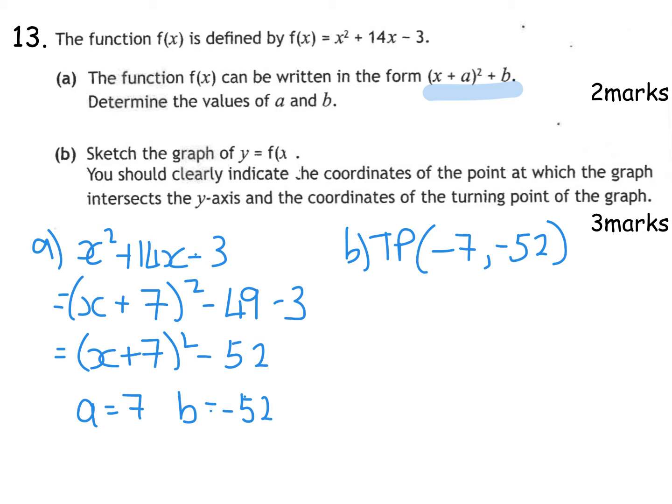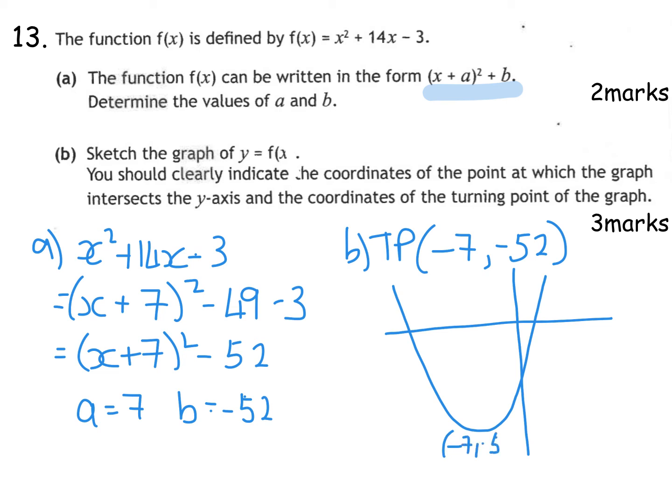So I'm just going to do a wee sketch just now to show you what I've got so far. So I've got a smiley face at minus 7, minus 52, which will be somewhere over here. So there's my turning point, minus 7, minus 52. Okay, and then the other thing it says is where the graph intersects the y-axis. Y-axis is when x is 0. Anything on the y-axis has an x coordinate of 0. And if you go back to your original equation, turn all these x's to zeros. So x is 0, you're only left with minus 3. So it cuts at minus 3.